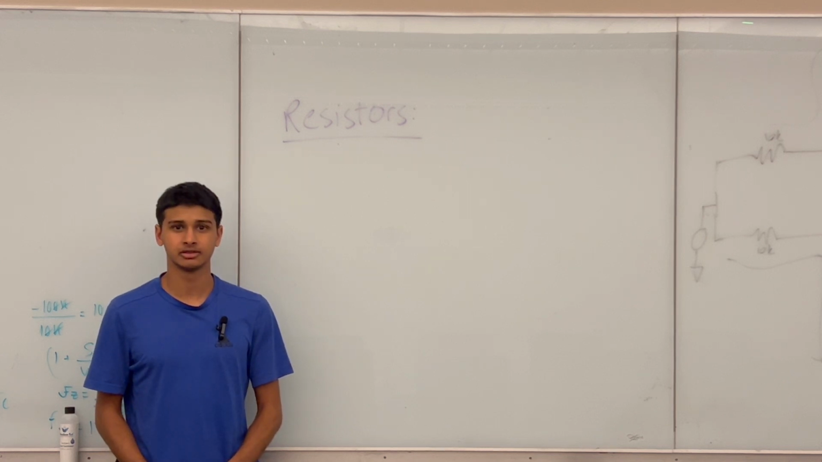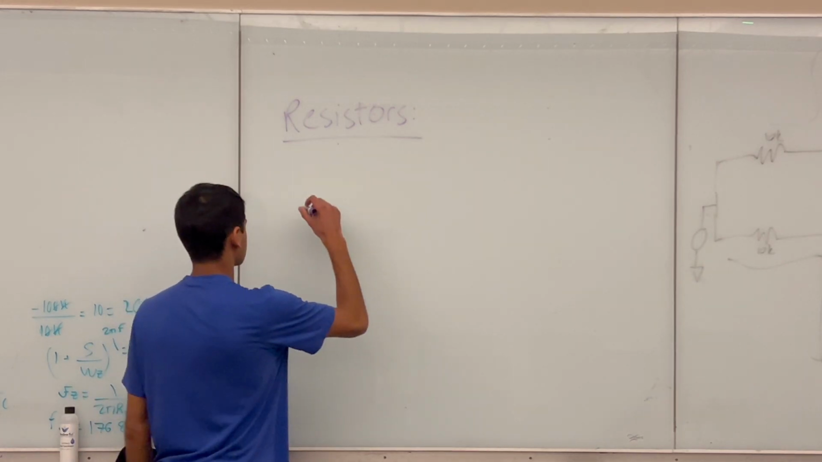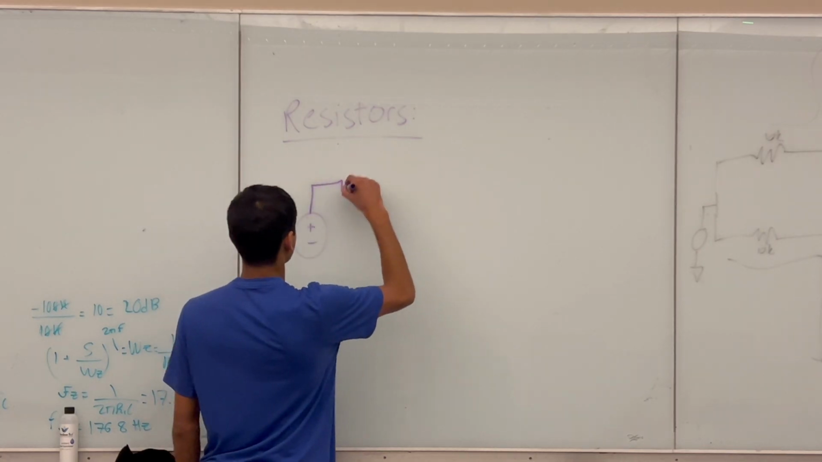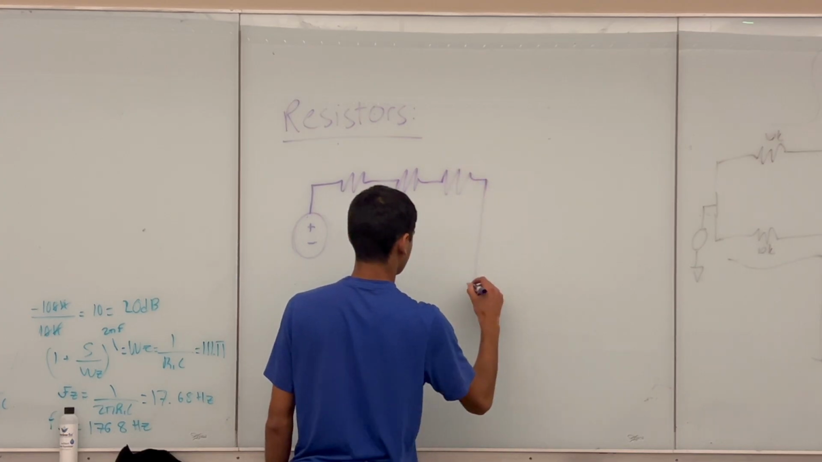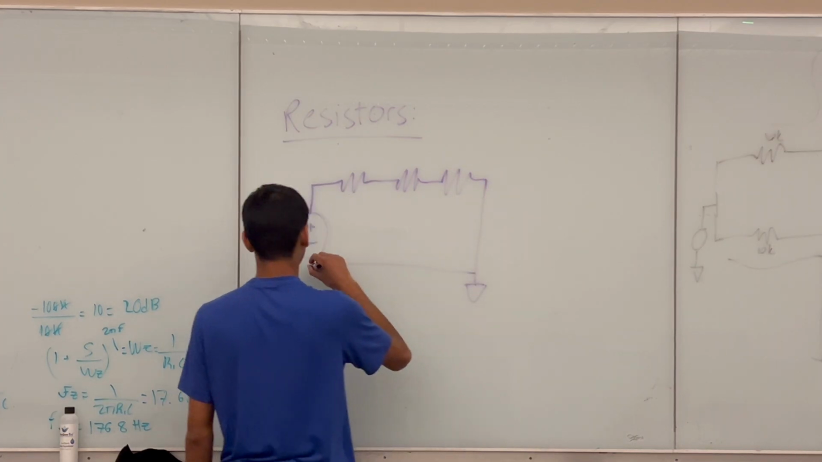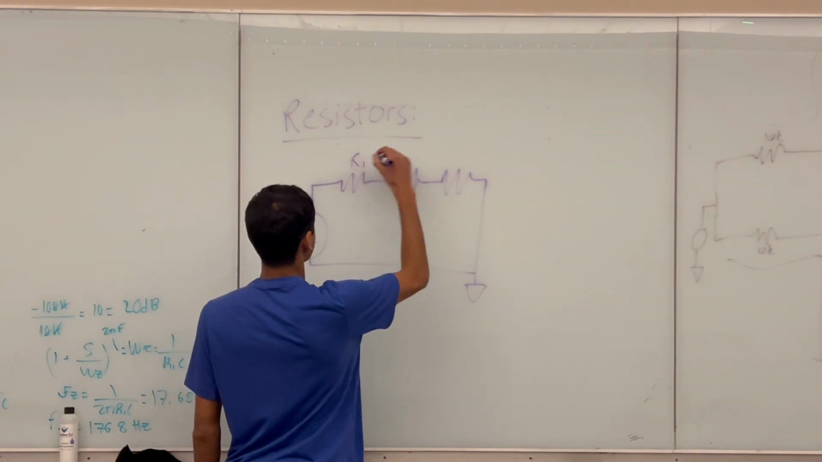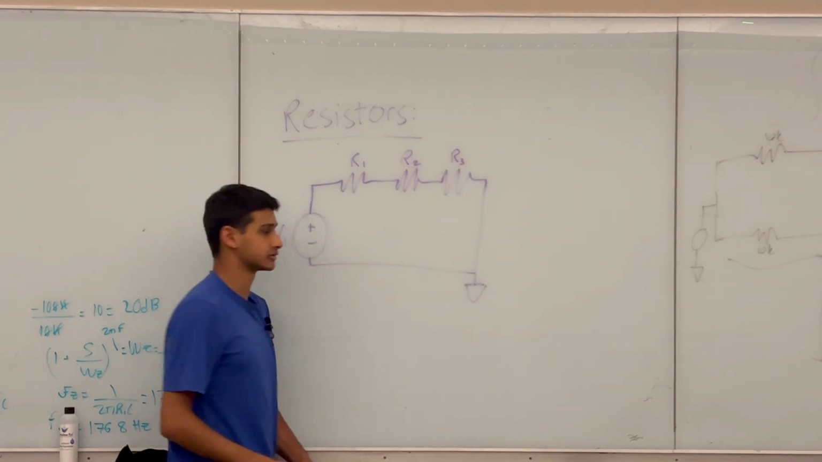So in this video, I'm going to be talking about resistors in series and parallel. And all I'm going to be doing is deriving the formulas for when you have a couple of resistors in series and some in parallel. So let's say that we have a voltage source here, and we have a couple of resistors, and it's going to ground. This value is arbitrary. So you have R1, R2, and R3.